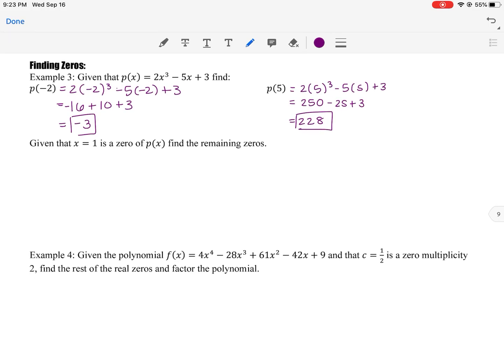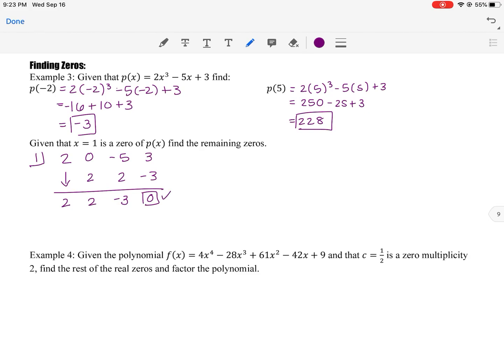Okay. So given that x equals 1 is a 0, find the remaining ones. Let's plug in that 1. We've got our coefficients of 2, oh, but I forgot, you have to have a 0 in there, negative 5, 3. Bring down the 2. Then 2 times 1 is 2. Add it, we get 2 again. 2 times 1 again is 2. We add it, we get negative 3. Negative 3 times 1 is negative 3. Hey, we did get a 0.